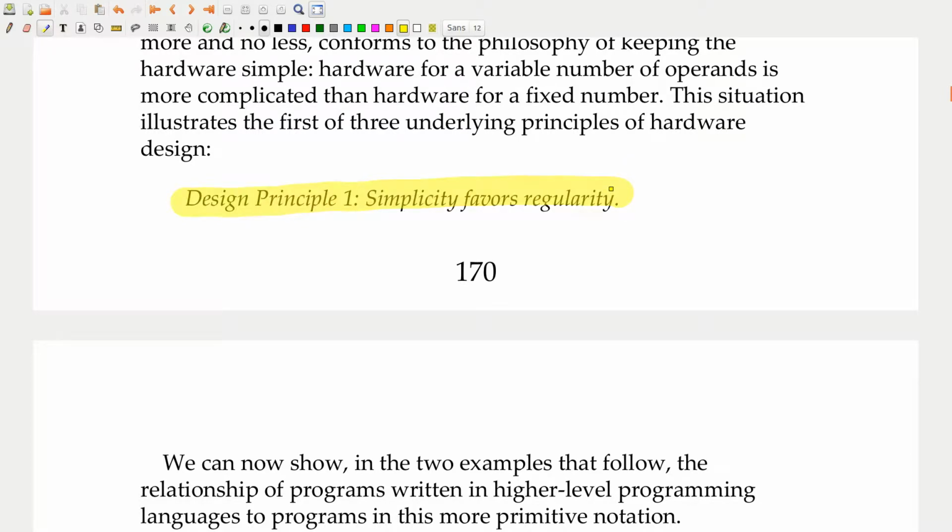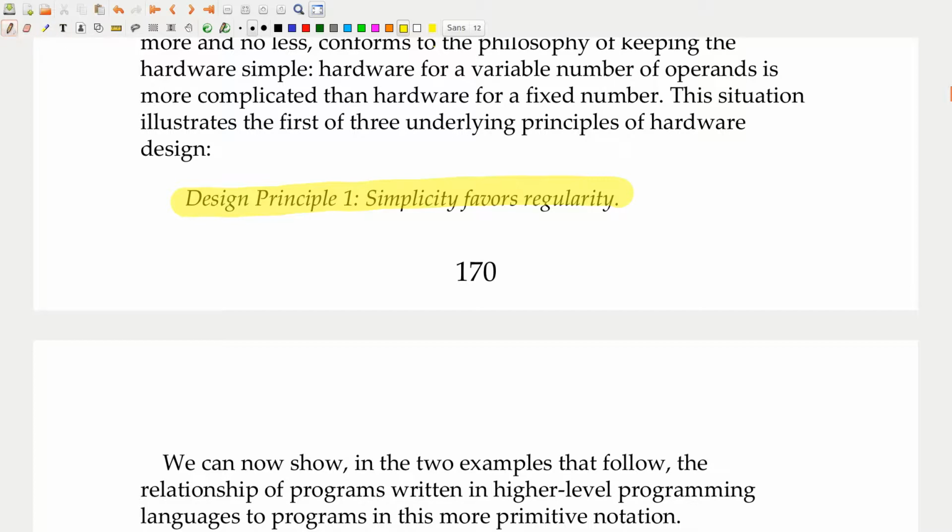And this is something that's true across pretty much all engineering, and in a lot of cases, software too. So if we make something simple but still functional, then if we need to repeat that many times, it's very easy to do that. So an easy example is DRAM.